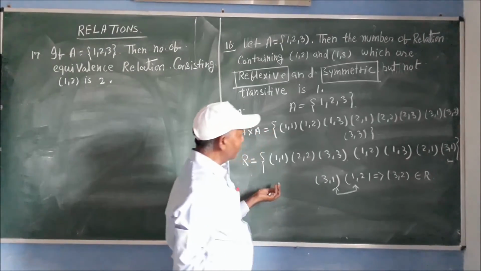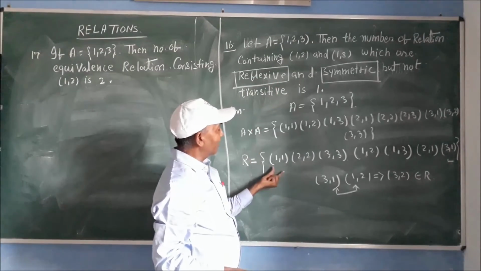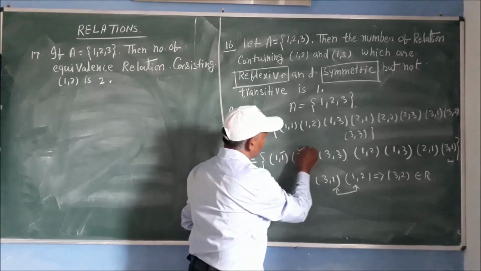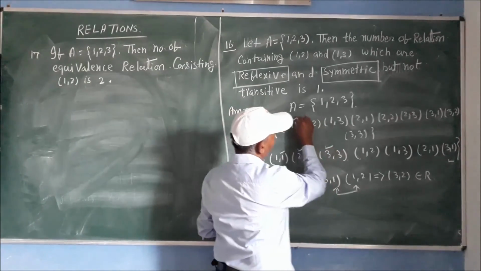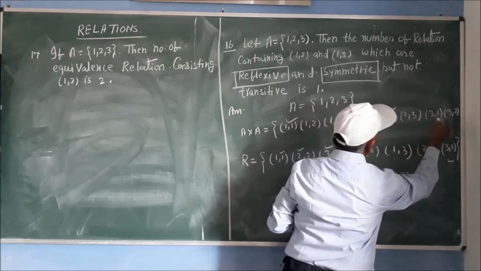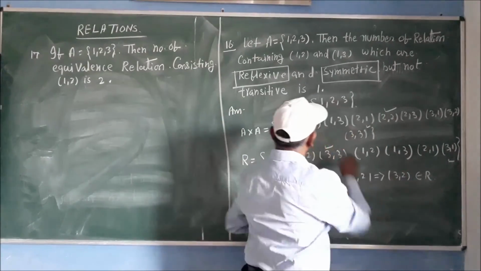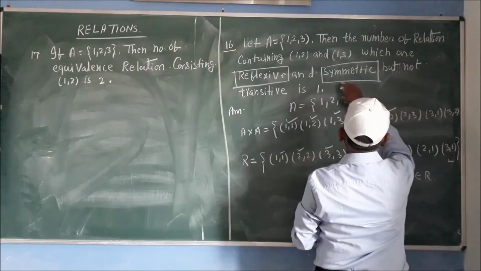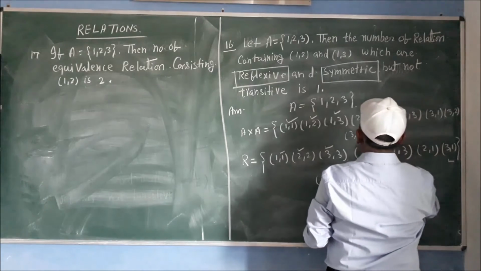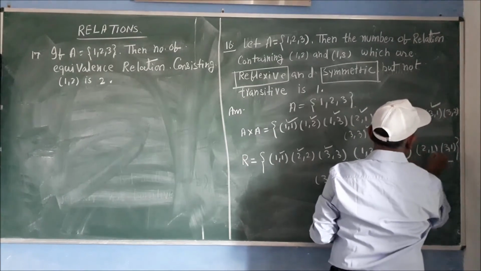Once again, listen to me carefully. In the question it is given that this relation is reflexive. That means (1, 1), (2, 2), (3, 3) must be there. And (1, 2) and (1, 3) are given. That means to make this relation symmetric, (2, 1) and (3, 1) will be there.